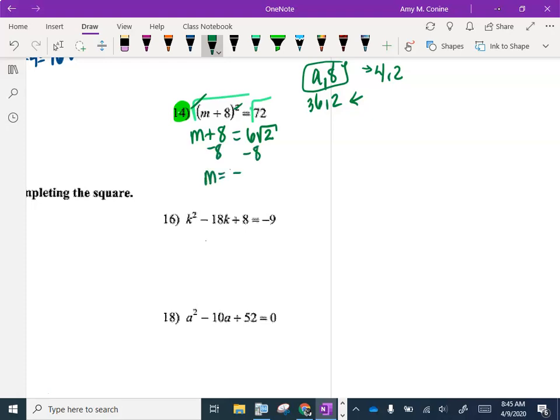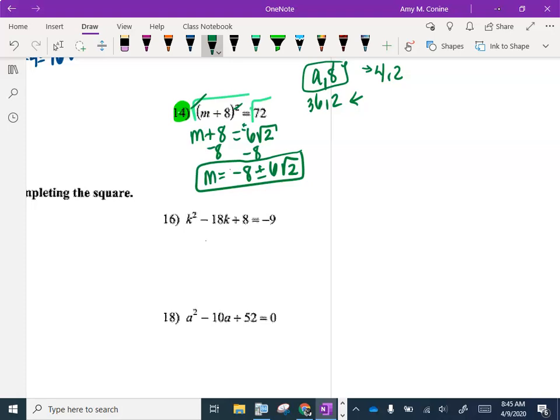So now you should have -8 plus or minus, when you put that in there, plus or minus 6 root 2. And you do leave it like this. This is two answers. You have a -8 plus and a -8 minus, and then you have your two roots, right? So with that, that is square roots.